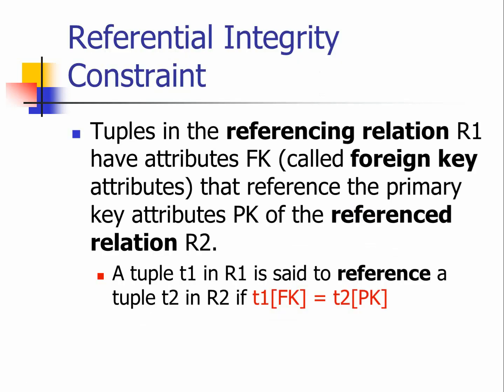Tuples in referencing relation R1 have attribute of the foreign key that reference the primary key of the reference relation R2. That is not very easy to understand, and therefore, I think this is the best way to understand the definition of the foreign key. What this is trying to say is that for a relation R1, the foreign key is referencing another relation, table 2's primary key. So a foreign key must reference another table's primary key.